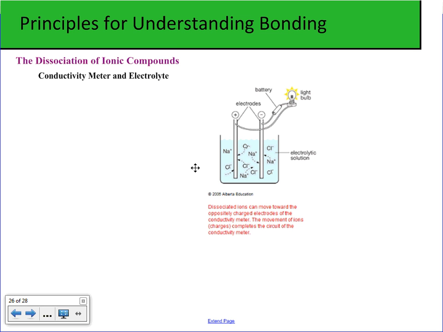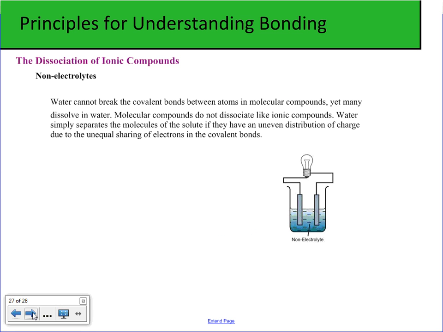So here's our conductivity meter. Okay, it is within an electrolytic solution. In this case, it is just salt and water. And we put in our electrodes, we've got a battery and the light bulb will light up. And this is because the dissociated ions can move towards the oppositely charged electrodes of the conductivity meter, and this movement of ions or charges completes the circuit of the conductivity meter.